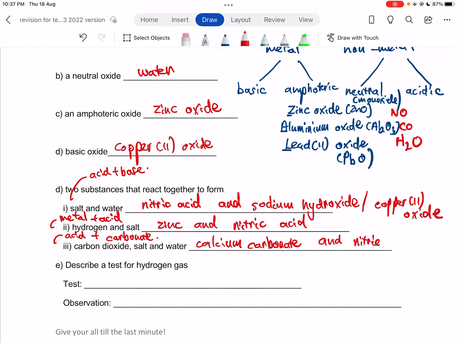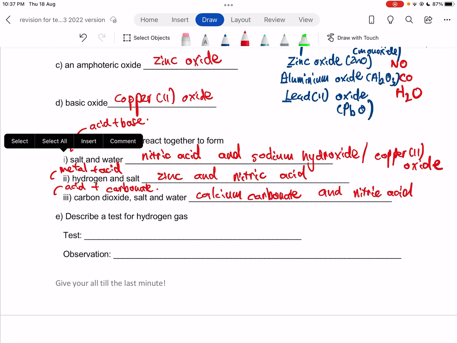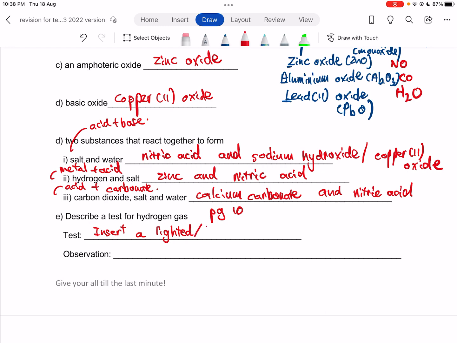And nitric acid. Right. Okay, then all these tests for gases is the next few parts. So for the tests of gases you can refer to page 10 of the summary booklet given out to you. The test is you insert a lighted, or another way to say is a burning splint, into the test tube. Then the observation: you say that the lighted splint extinguishes with a pop sound.